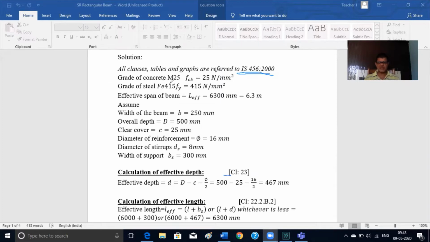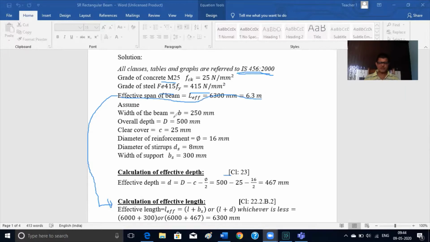Now the data given: grade of concrete is given as 25, so M25, and grade of steel is given, that is Fe415. Now the effective span of the beam will be 6.3 meter, that will be calculated. It is not required here, you will calculate the effective length. Effective span means effective length, that will be calculated here. So you may strike it here.